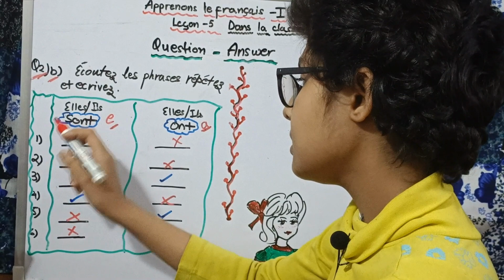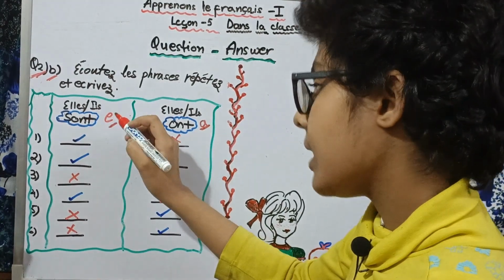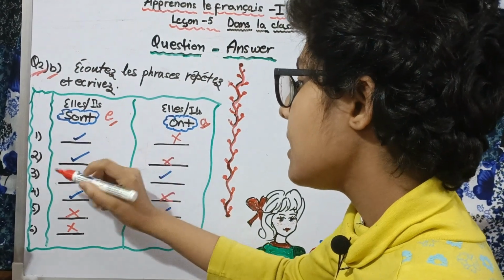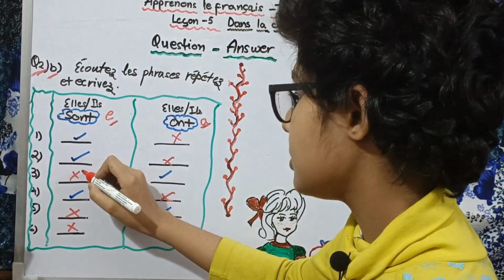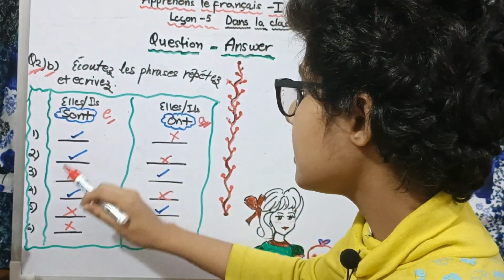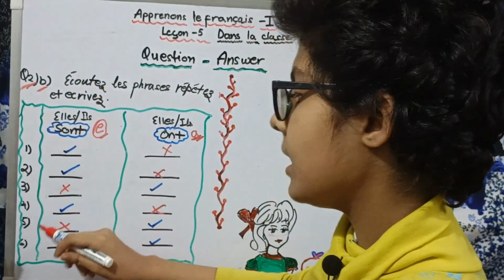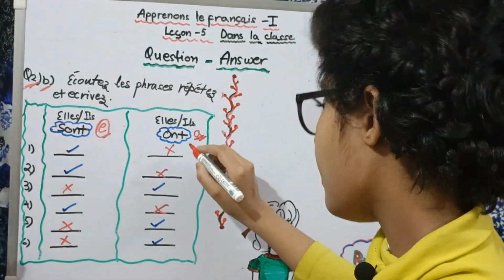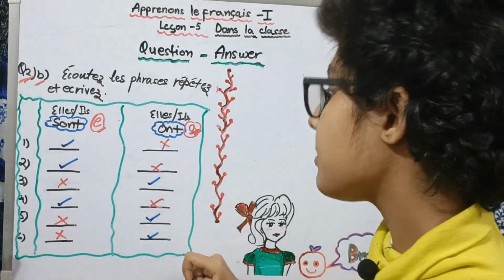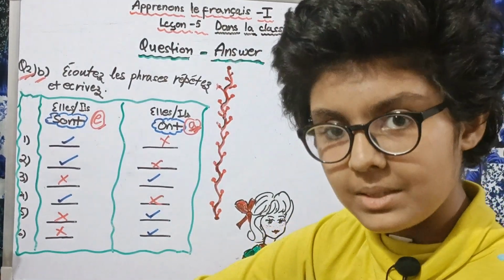So now the first one has the être conjugation, that is ils or elles sont. The next one also has the same conjugation, sont, and the third one does not have the same conjugation. It has the conjugation of the verb avoir, that is ont. The fourth one has the conjugation sont, which is the verb être, and the fifth one has the conjugation ont, which is avoir. The sixth one is also the same, and here we have completed question number 2, B part, and let us go on to question number 3.